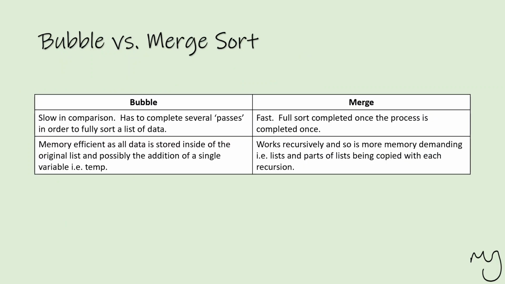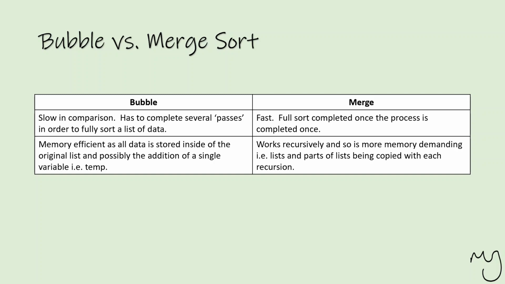Now, as I did with the searching algorithms, I'm just going to make some comparisons for you with the sort. The bubble sort is considered to be slower in comparison, as it has to complete several passes in order to fully sort a list of data. It's more memory efficient, as all the data is stored inside of a single list, and that list isn't being duplicated or split up at any point in time. We're just moving the values around within it with the addition of a temporary variable.